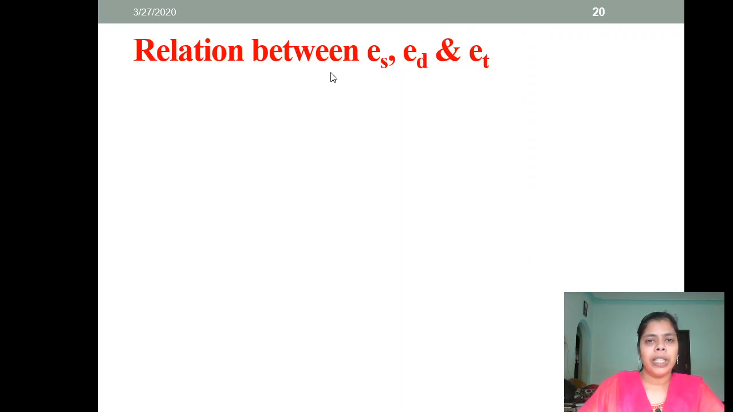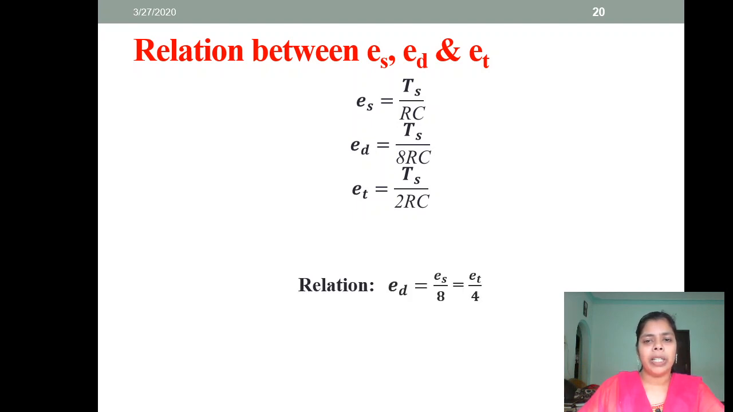Then we are going to see the relation between slope error, displacement error and transmission error. Slope error is given by Ts by Rc, displacement error is Ts divided by 8Rc, and transmission error is Ts divided by 2Rc. Out of these three errors, displacement error is less compared to transmission error and slope error. So with respect to displacement error, we write the slope error and transmission error: ED is equal to ES by 8, which is equal to ET by 4. Thank you.